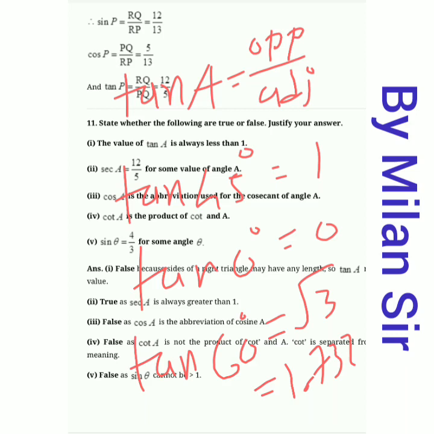1.732. And if we talk about tan A, so it can get any real number as an answer. Okay, so range of tan theta is all the real numbers, because sometimes our numerator is greater, sometimes denominator is greater, sometimes we get answer 1, sometimes we get answer 0, sometimes we get answer infinity. Okay, so answer of tan theta is all the real numbers, so we cannot say that it is always less than 1, so that's why this statement is false.